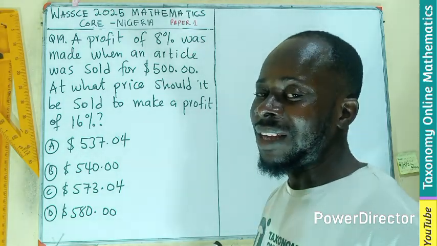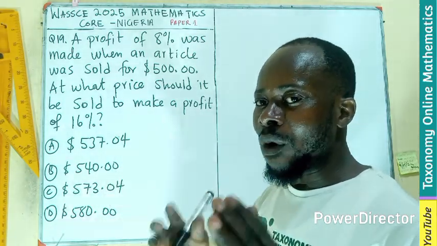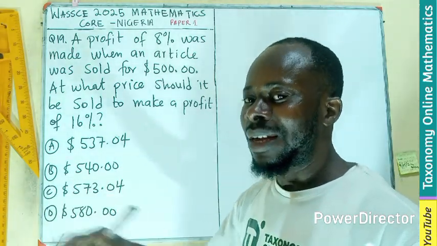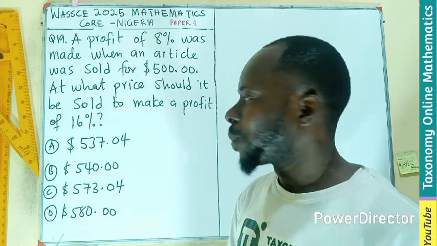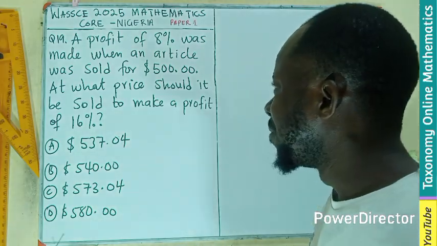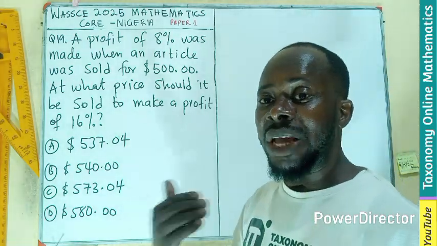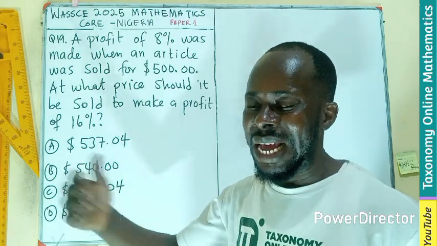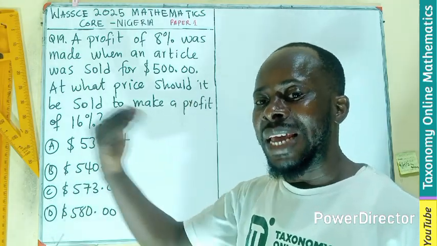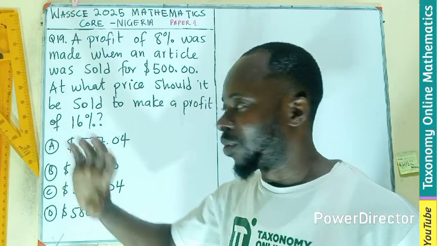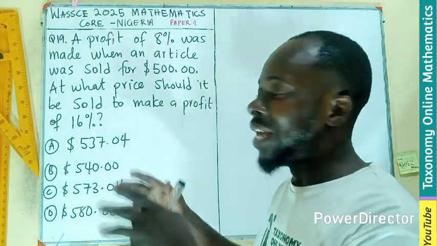Since it's section A, I will not be following all the procedures. You can check my playlist on percentages. We did a tutorial on this. Remember, the cost price is always equivalent to 100. Then the selling price is the increment in the percentage. So I'm going to use that approach in solving this.